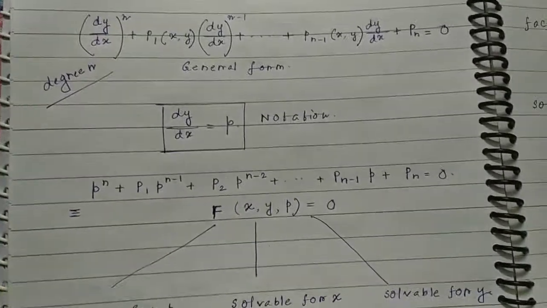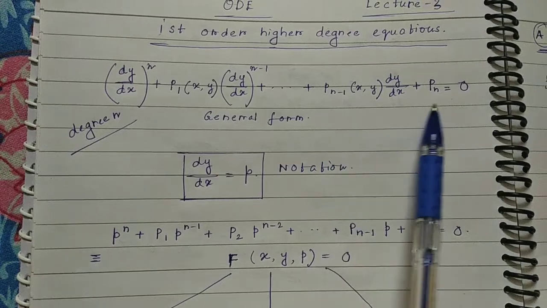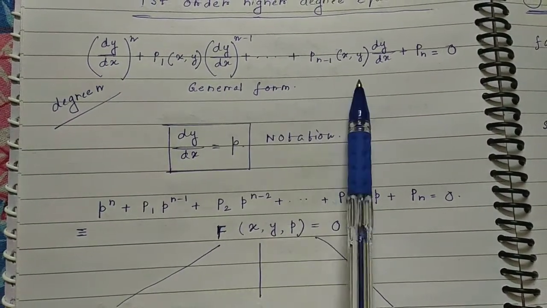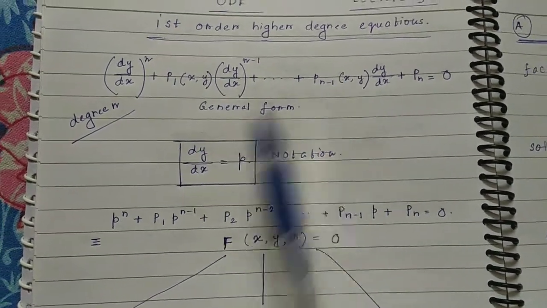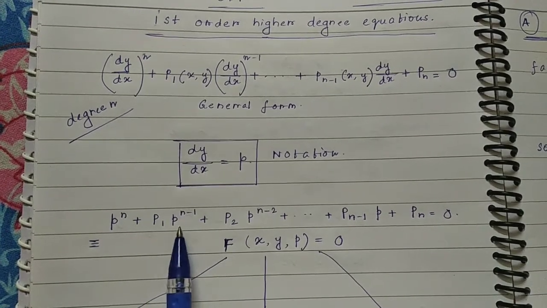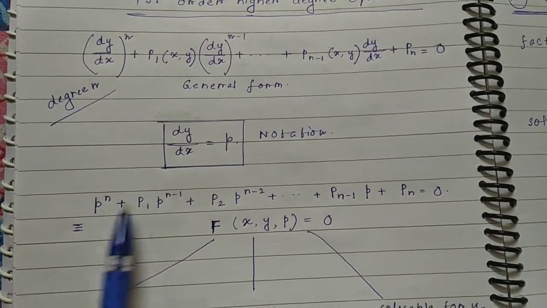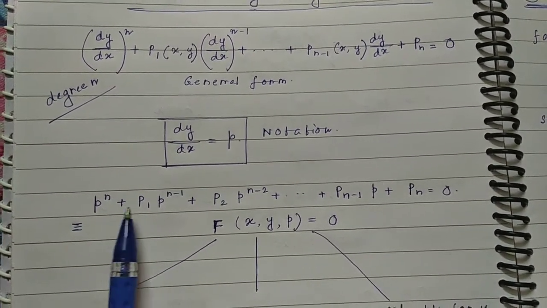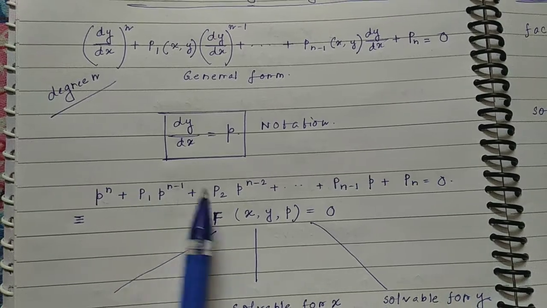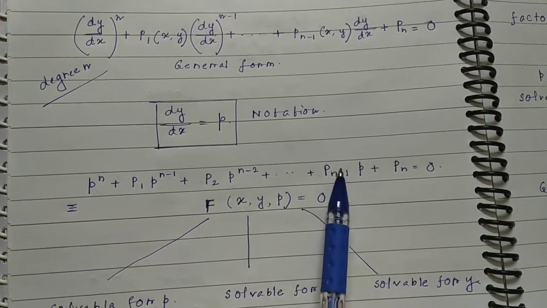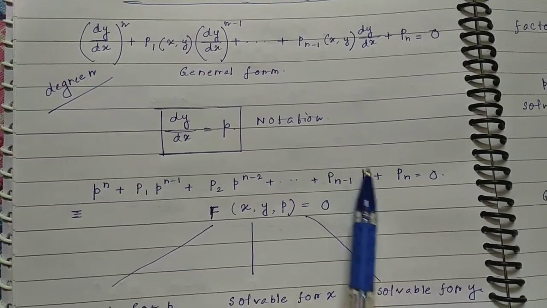If you remember, I have told you that any general first order equation of higher degree can be written in this form. In terms of this notation, the whole expression comes out as p^n + P1 p^(n-1) + P2 p^(n-2) and so on. Just don't miss that these two p's are different. This small p is dy/dx, and this P1 is a function, a capital P. This P2 is a function, capital P2.